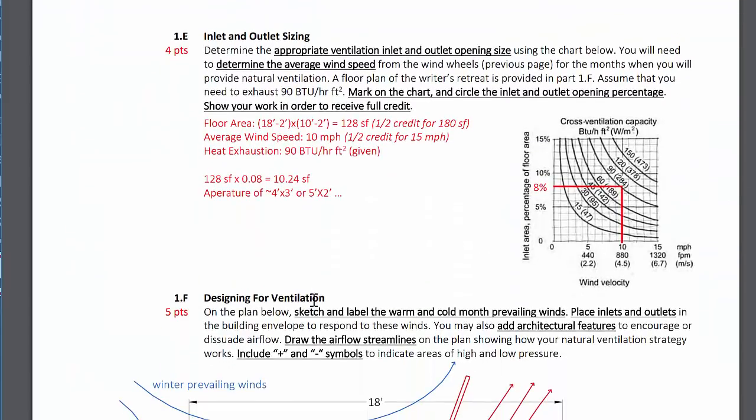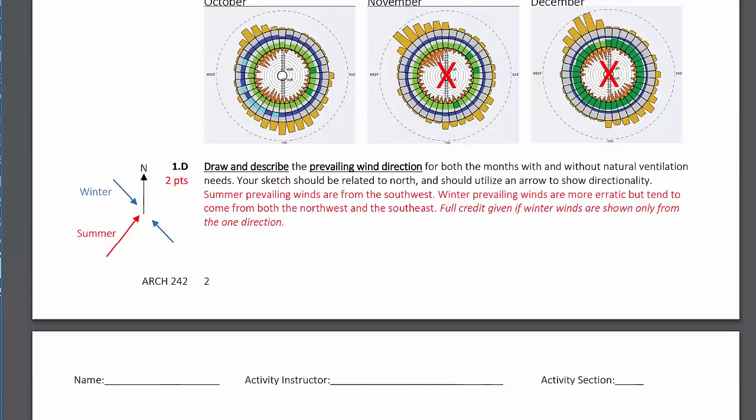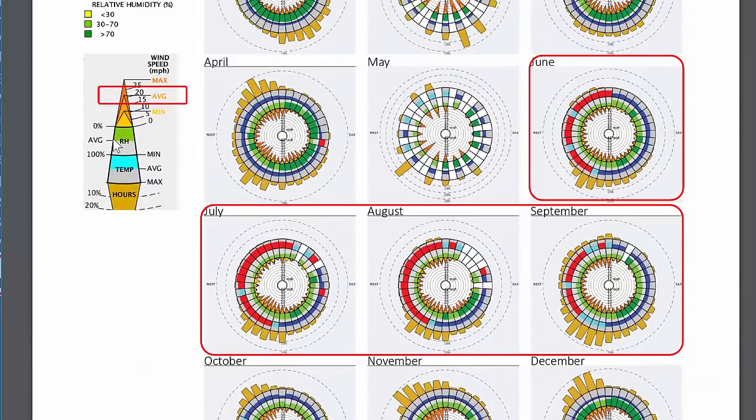The ventilation inlet and outlet size, as we talked about in class, is that in order to calculate this, you need to know the floor area, your average wind speed, and then your heat exhaustion. Heat exhaustion was given in the question. For the average wind speed, you would go back and look at the wind roses from the previous question. Notice here, average is the triangle in the center.